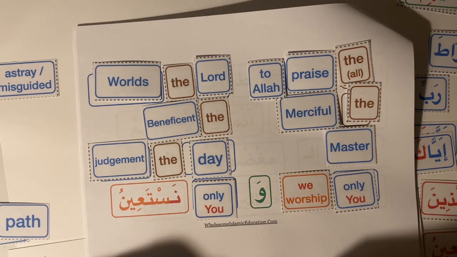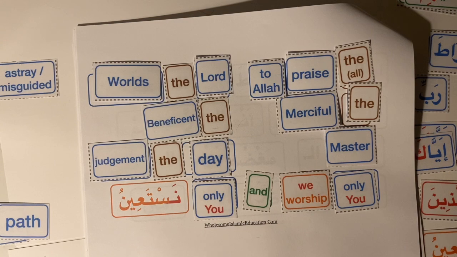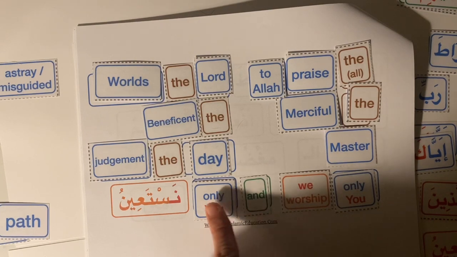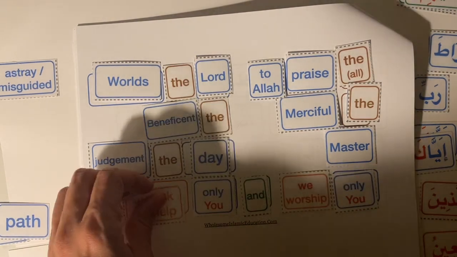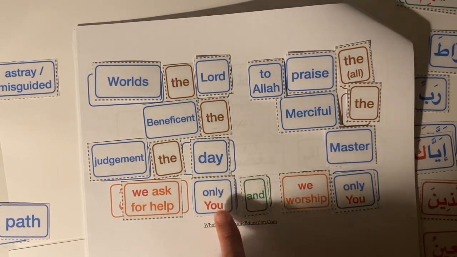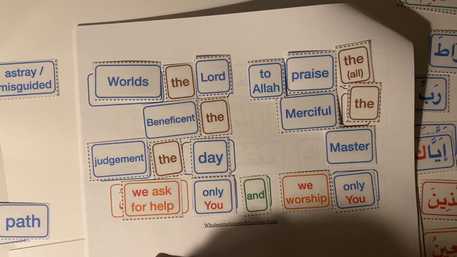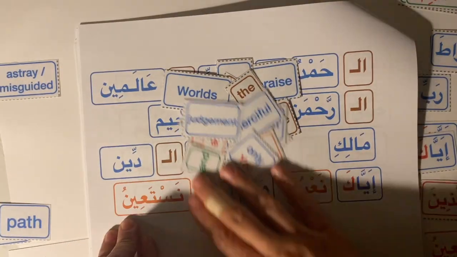Wa, they should also know it by now. And of course, if they were doing the previous games, right? Surah Al-Nas, Al-Falaq, etc. Wa, iyyaka, only you. Nasta'in, only you do we ask for help. Okay, so only you we worship, and only you we ask for help. Okay, so that is the first part of Surah Al-Fatiha.